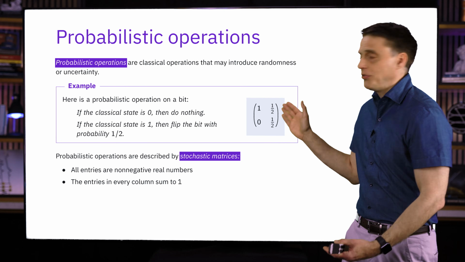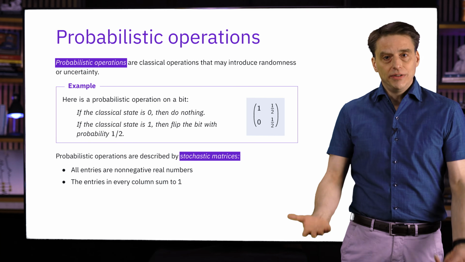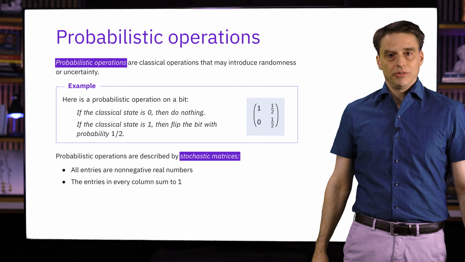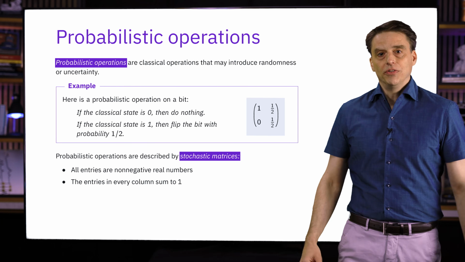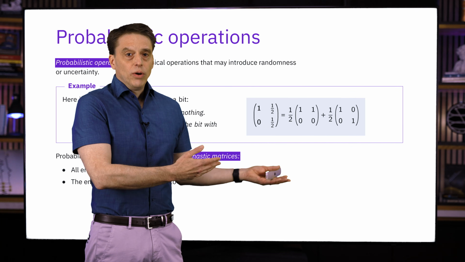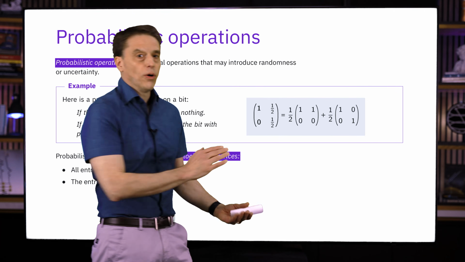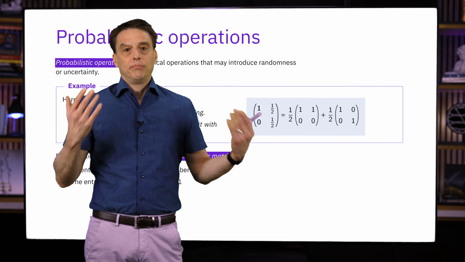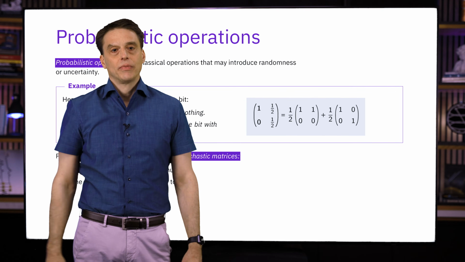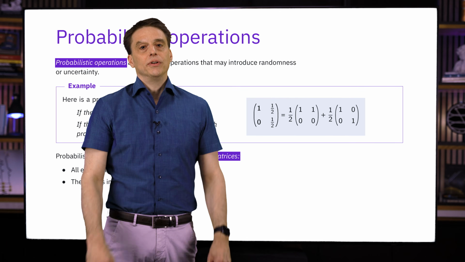You can also think about probabilistic operations in a slightly different way, which is that they're random choices of deterministic operations. For instance, in our example, we can think about this operation as being equivalent to flipping a fair coin and either performing the constant 0 function or the identity function, each with probability 1/2. And you can see that reflected right here by this equation. That's always possible for any probabilistic operation, and it's pretty intuitive.